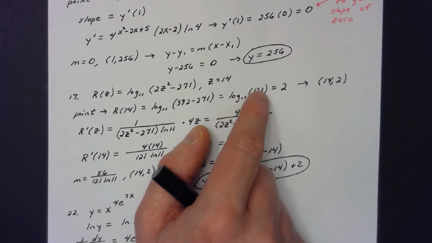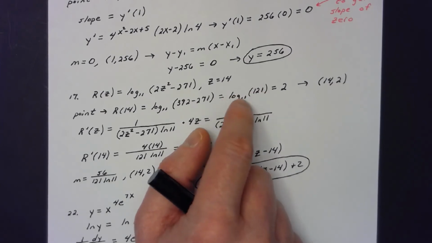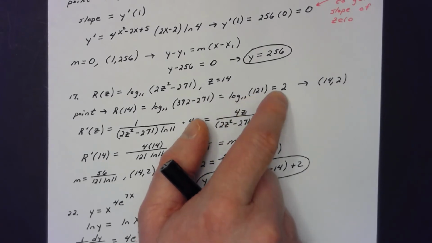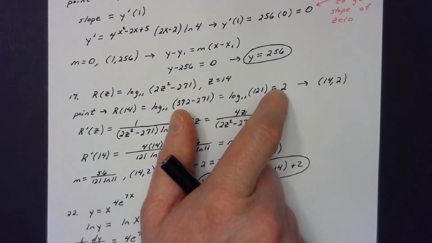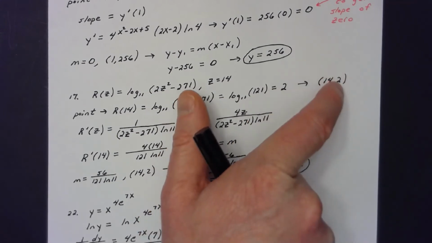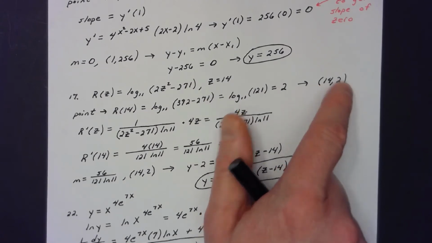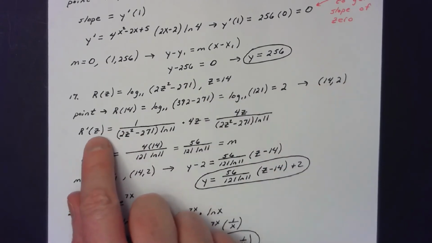Log base 11 of 121 is literally asking you, what power do you have to raise 11 to get to 121? Answer is 2. So I know that the y value of my coordinate is going to be 2. So I have the coordinate 14, 2. Now I need to find the slope at that point.